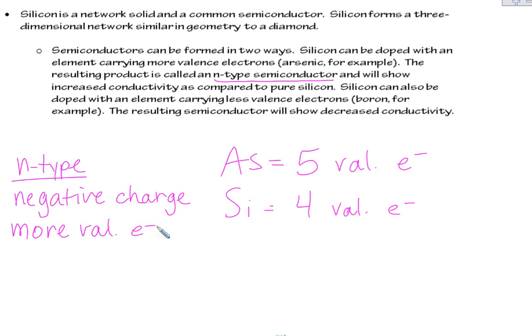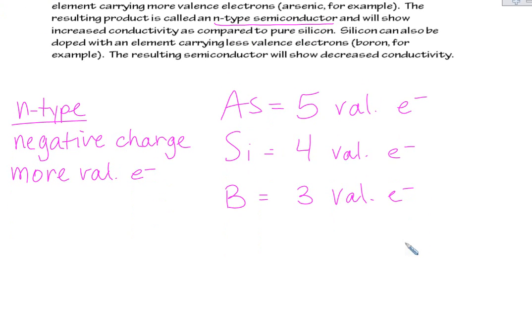On the flip side, we could also mix the silicon with an element that has fewer valence electrons. So what if I went one group over and had boron with 3 valence electrons? Now this would decrease the electrical conductivity of the original silicon. It's not listed here, but we'll write this in. It's called a P-type semiconductor. P-type.